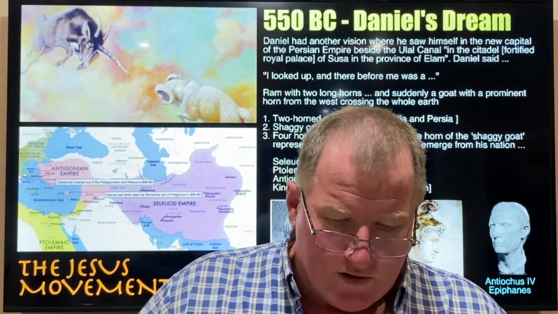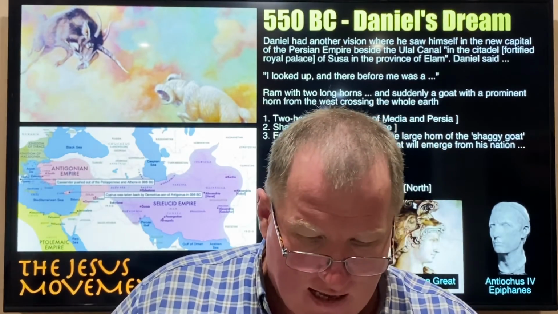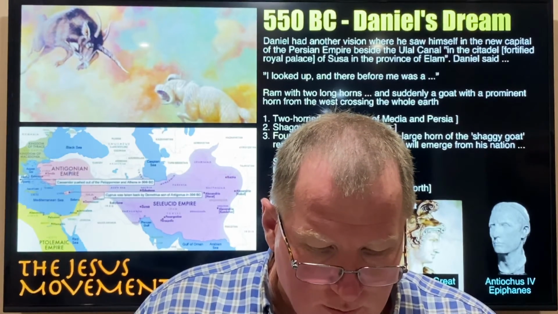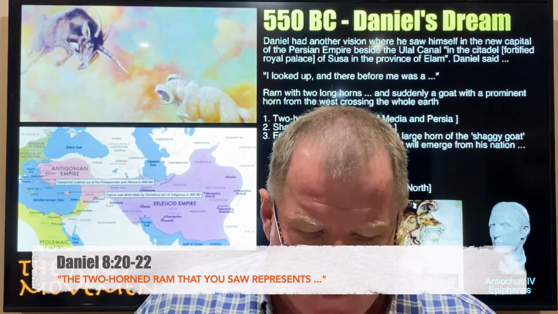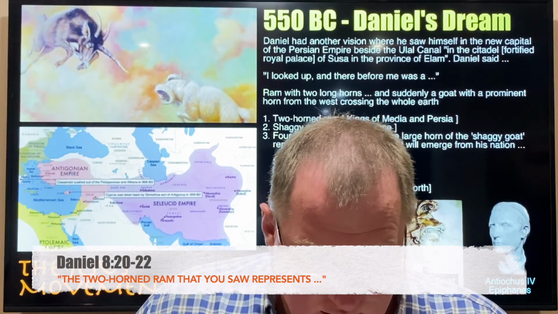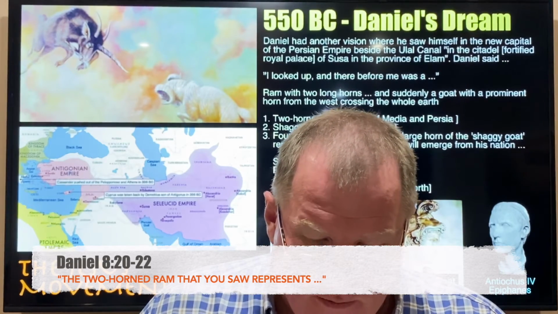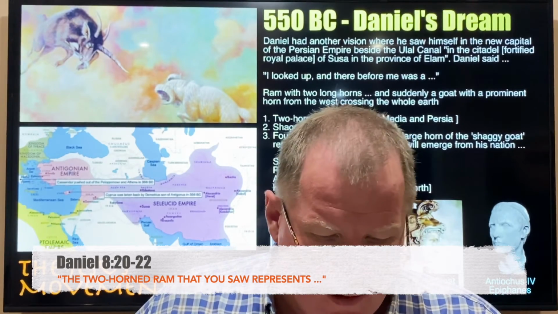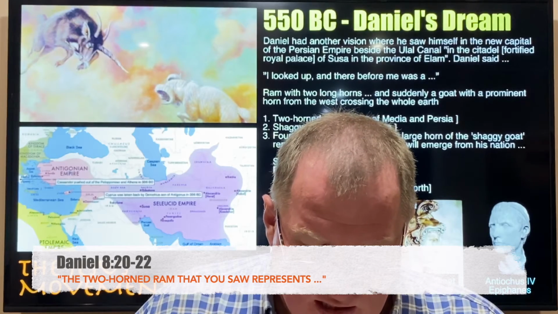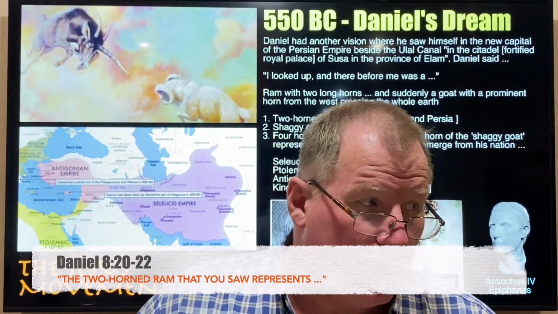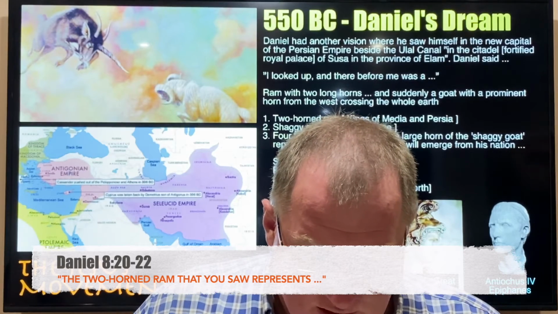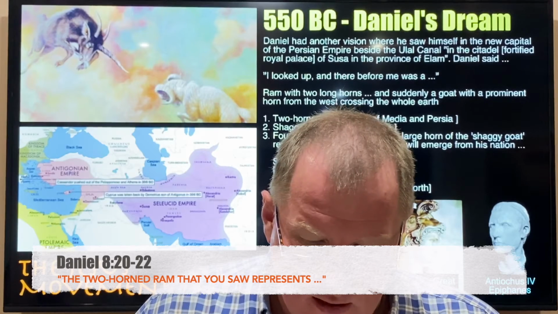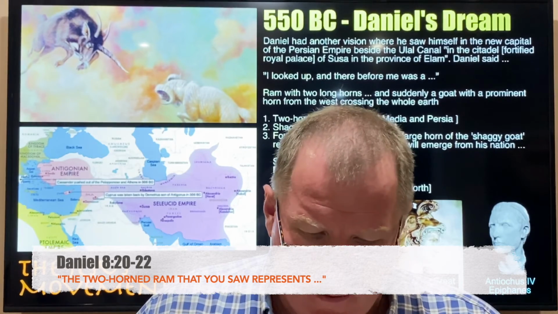So whilst Daniel watched and tried to understand the vision, the archangel Gabriel came and spoke to give him its meaning. So we're going to read now from Daniel 8 again, verses 20 to 22. The two-horned ram that you saw represents the kings of Media and Persia. The shaggy goat is the king of Greece, and the large horn between his eyes is the first king, which is Alexander the Great. The four horns that replace the one that was broken off represent four kingdoms that will emerge from his nation, but will not have the same power.